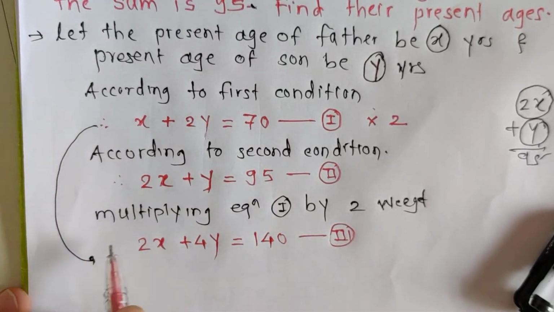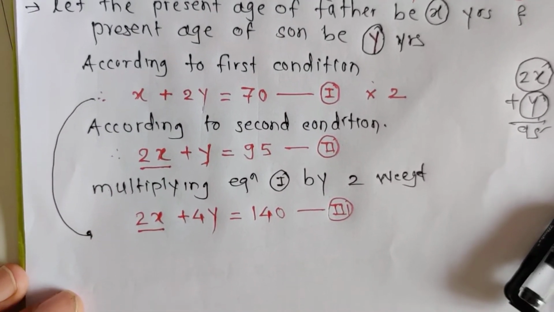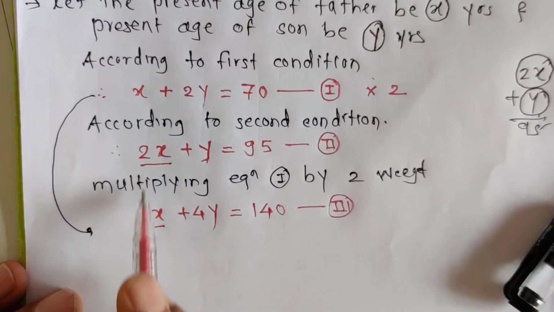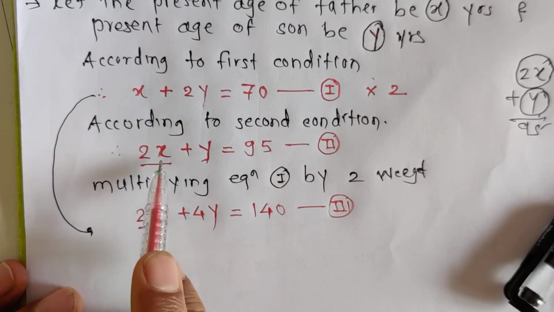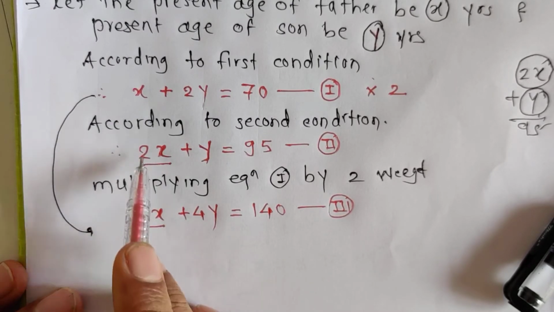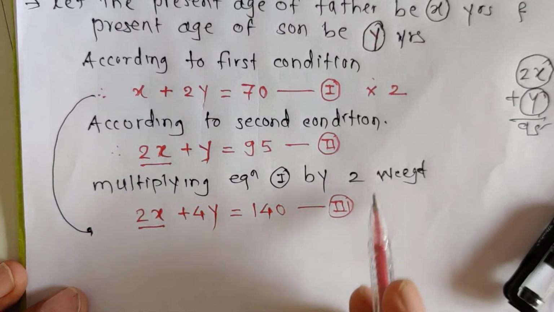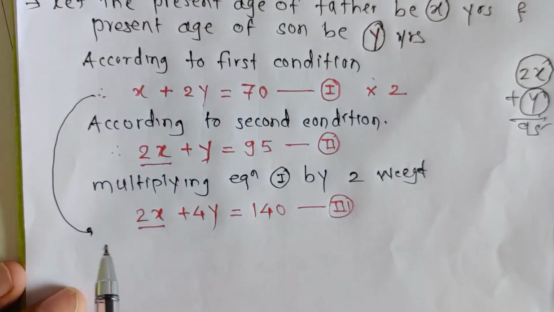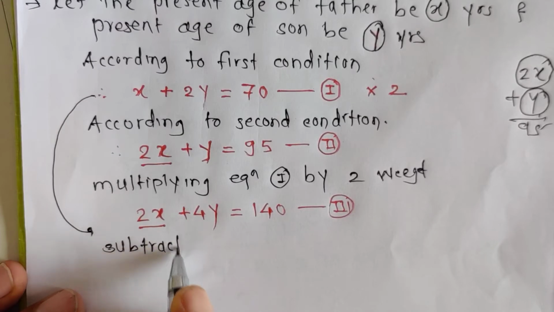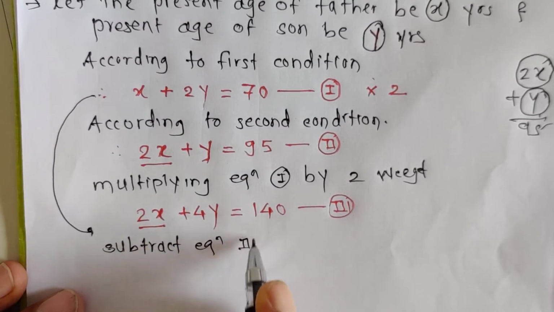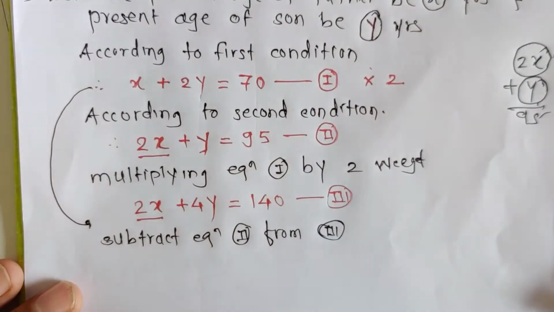Now observe the coefficient of x. Coefficients of x are equal now. Second thing, observe their signs. Signs are also equal. Whenever the coefficients of a variable are equal and their signs are also equal, we have to subtract one equation from the other. So we have to subtract 2 from 3. Next step is subtract equation 2 from 3.